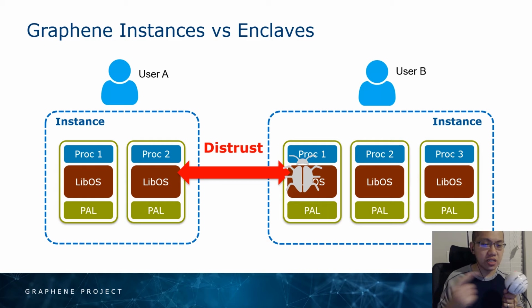The idea of these instances is that they are supposed to distrust each other. So the instance of user A will only trust the enclaves inside that instance, and the instance of user B will only trust the enclaves inside that instance. In these cases, we will be able to identify the enclaves that belong to the same application against those enclaves that belong to other applications.